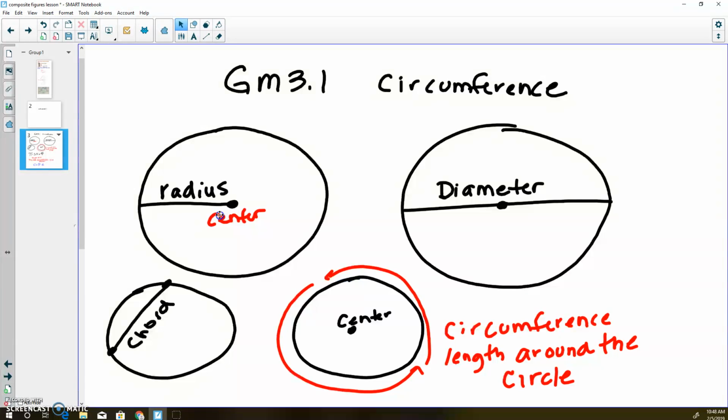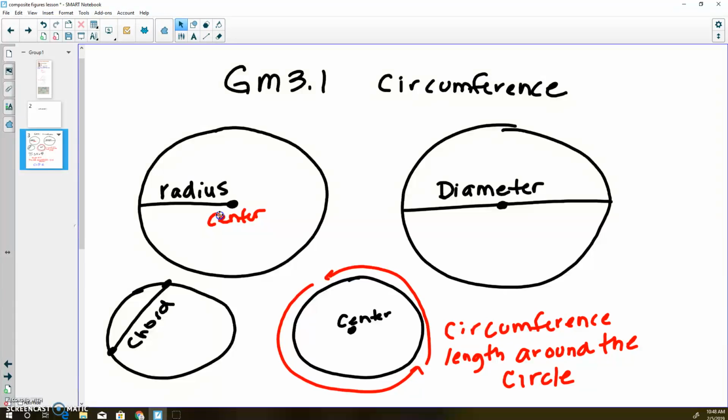What do you notice about the radius? It goes halfway through. And what do you notice about the diameter? All the way through. So if you just know the radius, how can you find the diameter? Times it by 2. And if you just know the diameter, how can you find the radius? Divide it by 2. Radius is halfway, diameter is all the way.